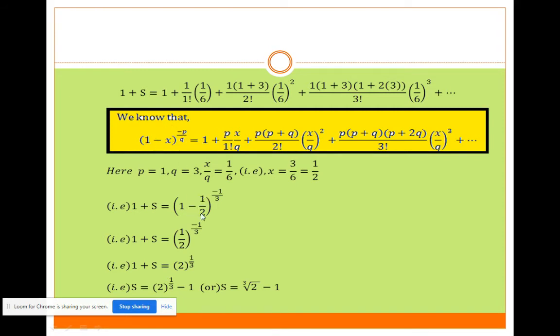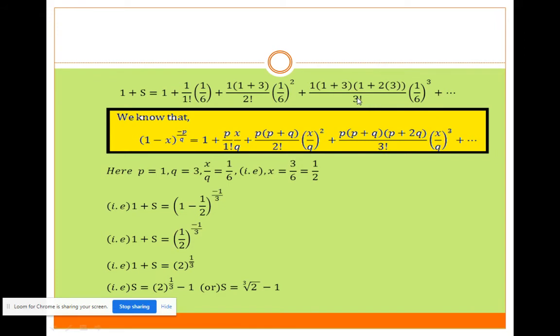So here instead of x, 1 by 2. P by q, instead of minus p by q, what we are having? Minus 1 by 3. So just rewrite this, simplify this, and finally we want to find the s value. So s is equal to cube root of 2 minus 1. So you remember carefully.